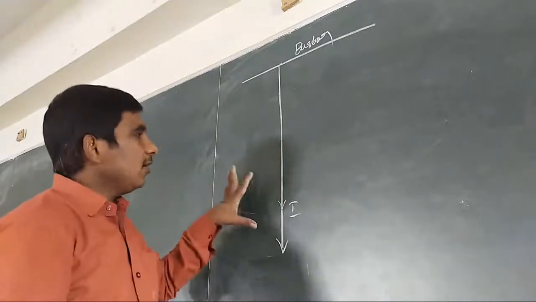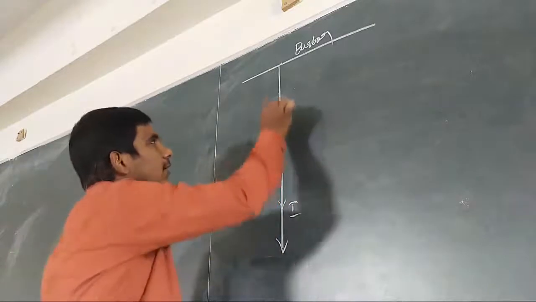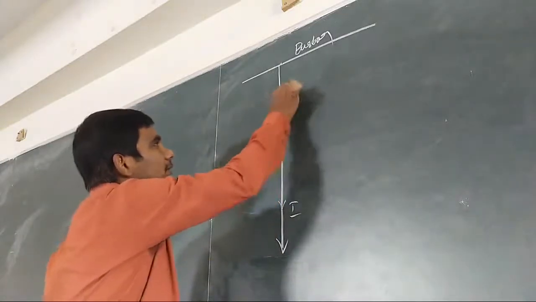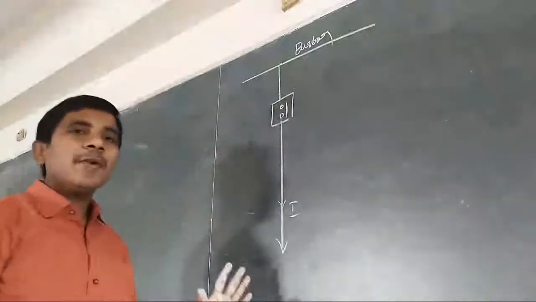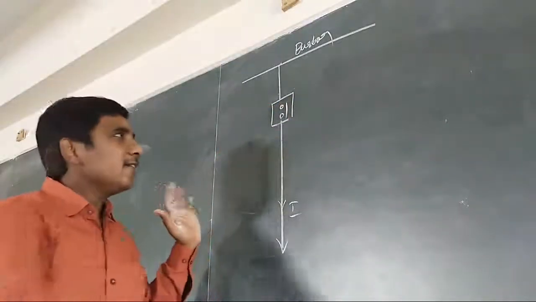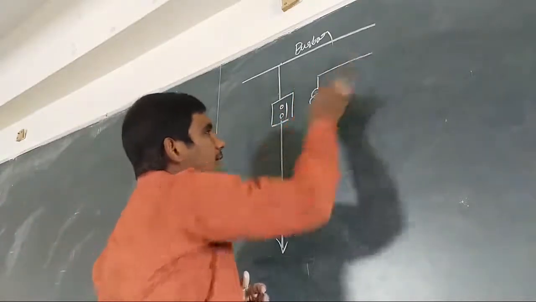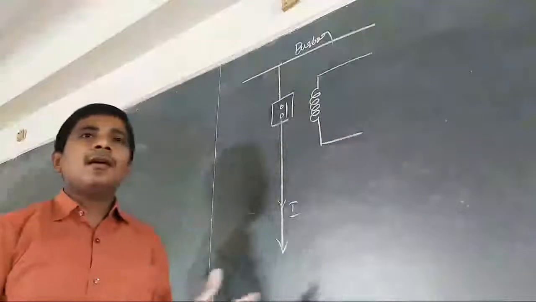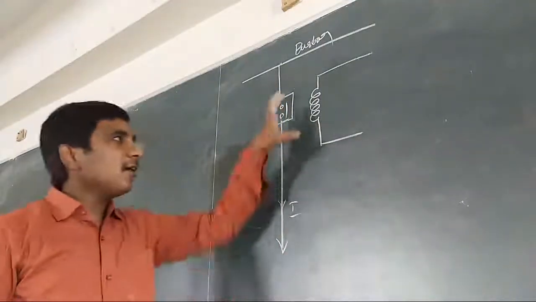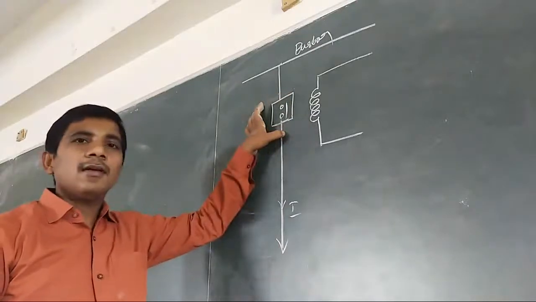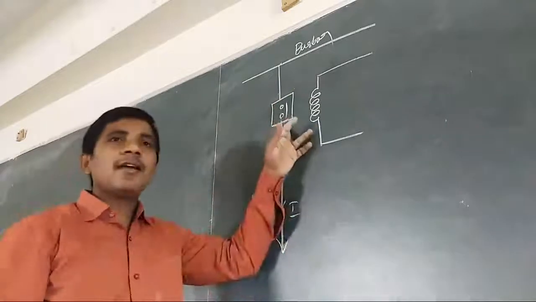To protect this line and the load also, we are using a relay. Here we are connecting a circuit breaker. What are the parts inside a circuit breaker? A circuit breaker has one trip coil. One coil will be there in every circuit breaker, whether it is a bulk oil circuit breaker, minimum oil circuit breaker or air blast circuit breaker. It is the coil related to the circuit breaker. This coil only opens the circuit breaker contacts.